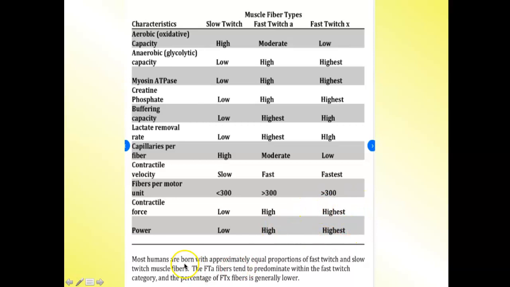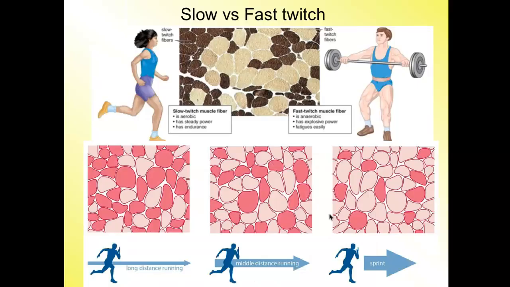So most humans, I'm just reading the thing here, most humans are born with approximately equal proportions of fast twitch and slow twitch muscle fibers. The FTA, this one in the middle, tends to predominate within the fast twitch category, and the percentage of FTX fibers is generally lower. So this is not as much. So you are born with a ratio of fast twitch versus slow twitch.